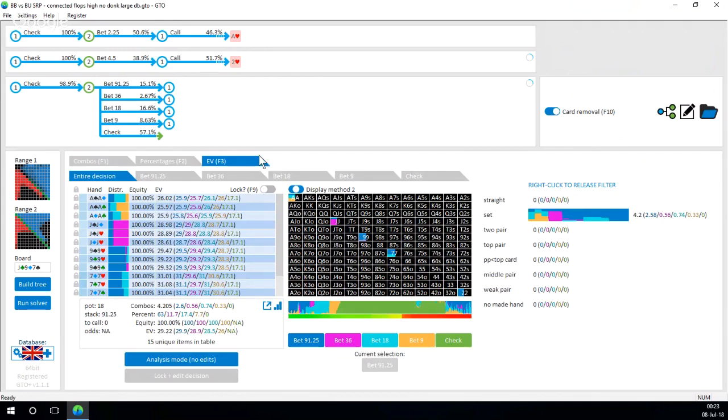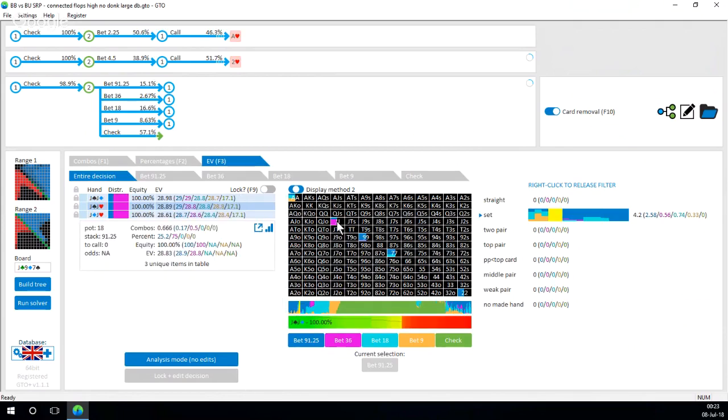And I see our jacks are going for the, what's that, the two, is that 2x pot with the jacks? Is that because we block a lot of their bluff catchers, I'm guessing? Yeah.